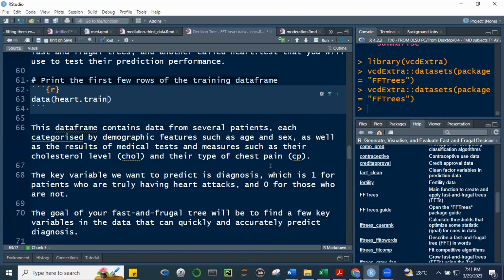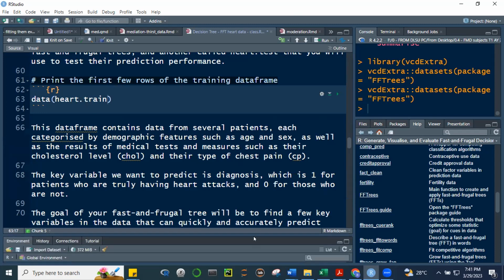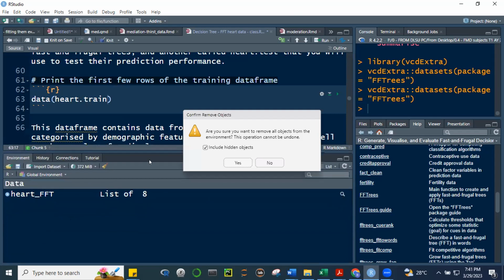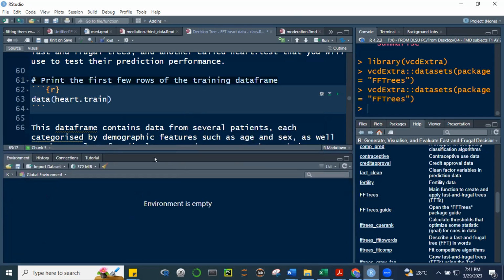Want to see the environment. Okay, so makikita na natin yung environment natin. Alright, i-remove ko muna to, ha? Okay. Alright, so let's access first yung heart.train data. Now we can access this kasi na-load na natin si FF3s. It's already loaded. So any data set that comes with FF3s can already be accessed.